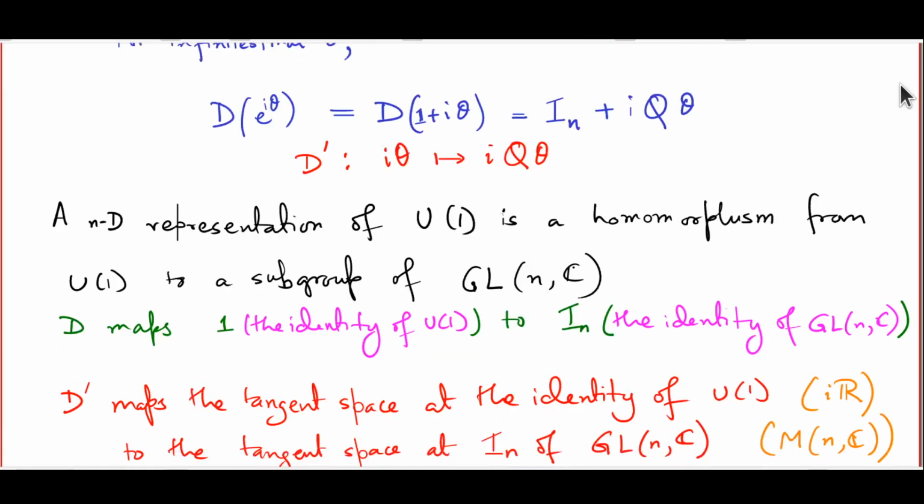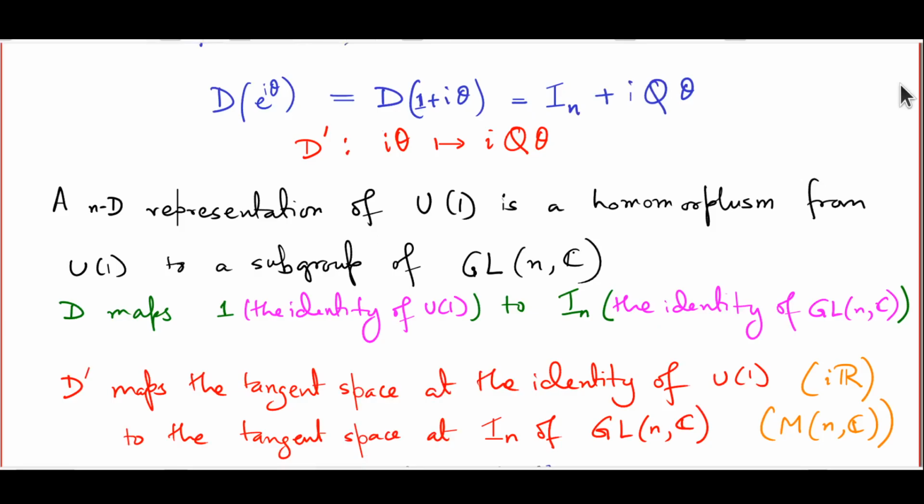D prime, what it does is, it maps the tangent space at the identity of U1, which are those infinitesimal displacements from the identity in this particular case, to the tangent space of the resulting point, namely IN of GLNC. Now the tangent space of IN is actually the set of all matrices. This will become clearer when we talk about these things later in more detail, but for the time being, for those of you who know differential geometry a bit, I am sure you would appreciate this.